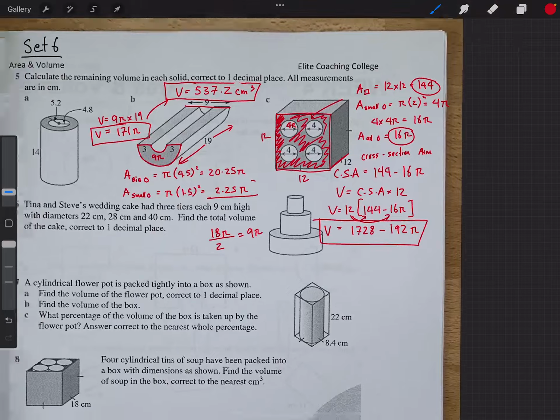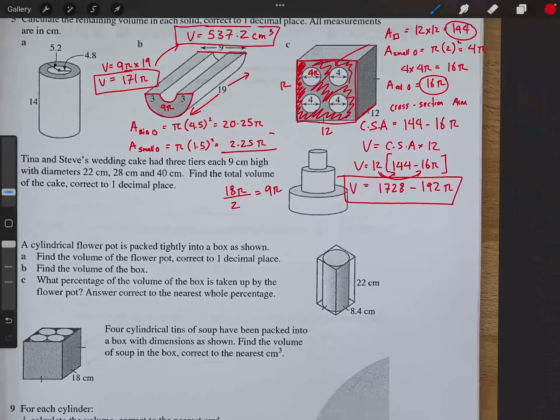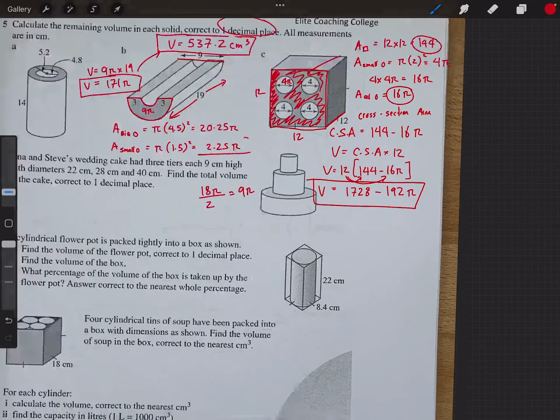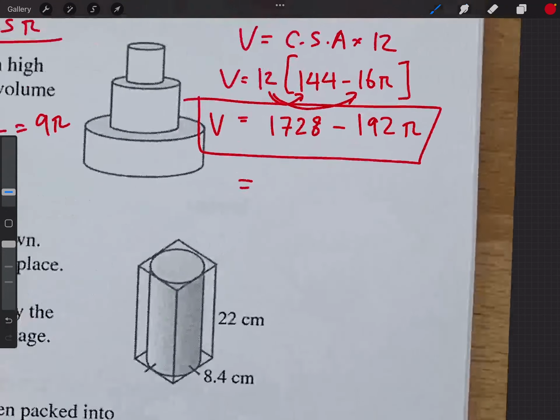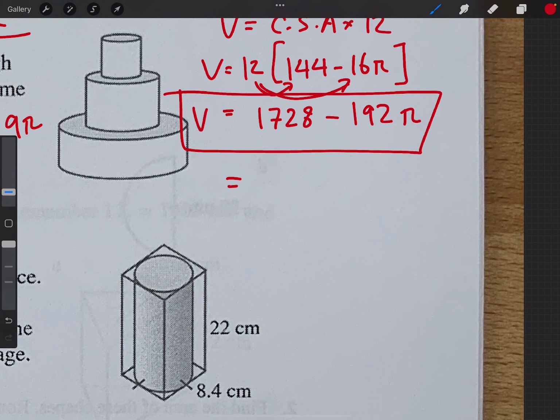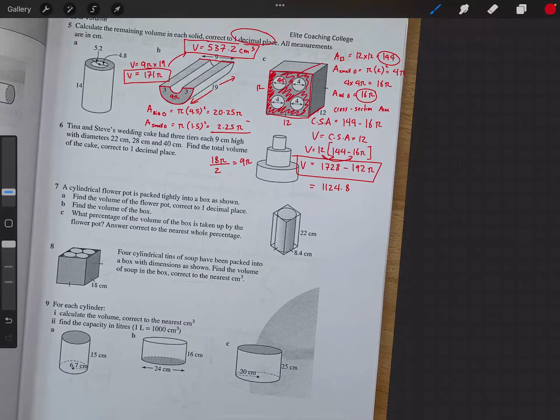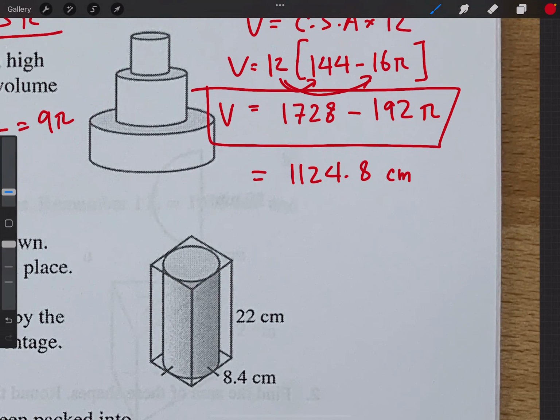But if you want the answer with decimal places, it says here to 1 decimal place. Okay, put this into the calculator and let's see what we get. So 1728, type that in the calculator, press minus 192 with a pi at the end, and you're going to get an answer like 1124.8. Now what's the units? Is it centimeters? Yes, centimeters cubed. There's your estimated volume, and there's your exact volume.